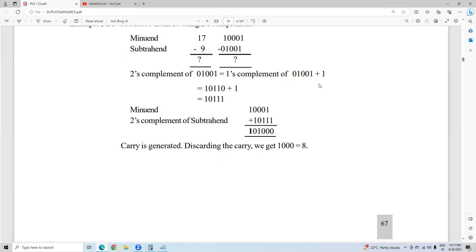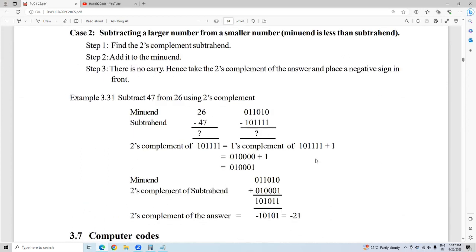01001 is equal to the 1's complement of 01001 plus 1. So it will be this much. Then you add it to the minuend, and this answer will be generated. A carry is generated, which is highlighted here as the darkened digit. Discarding the carry, we get 1000, which is equivalent to 8.